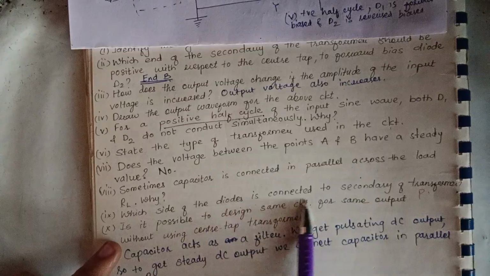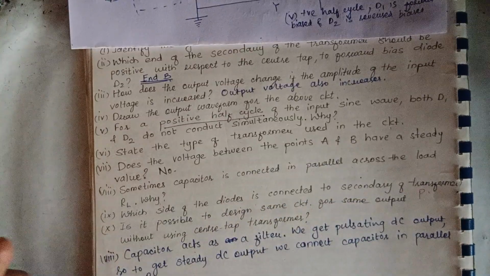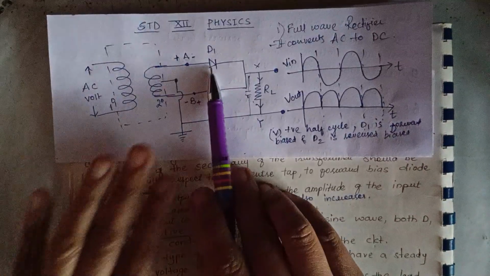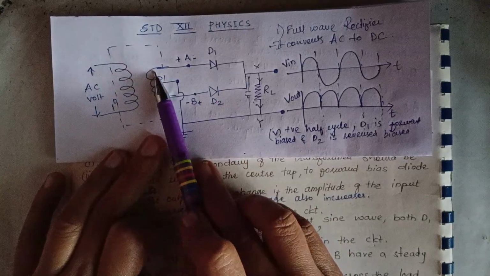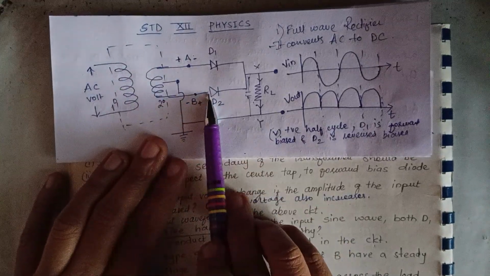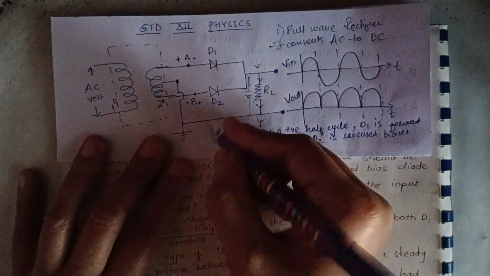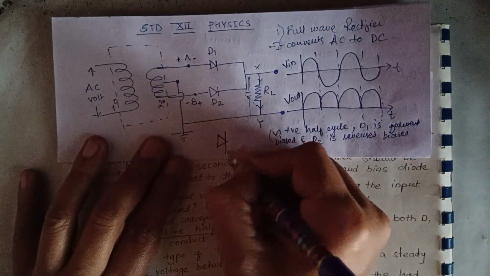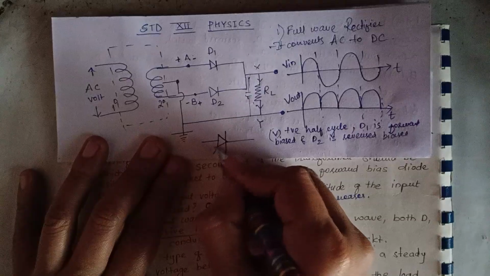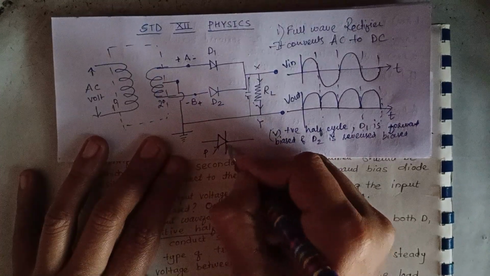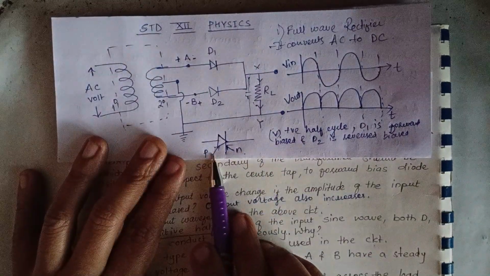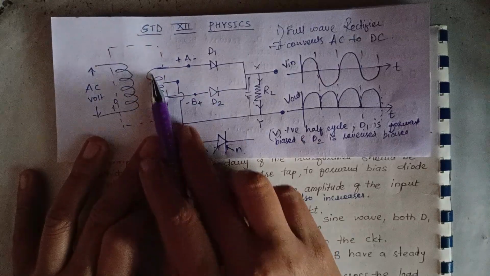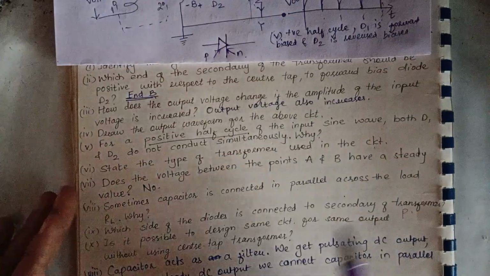Then, which side of the diodes is connected to the secondary of the transformer? As you can see here, the secondary is here, so the connection is here to the diode. A diode is nothing but like this. This is a P type semiconductor, this is N type. So the P part is connected to the secondary of the transformer.